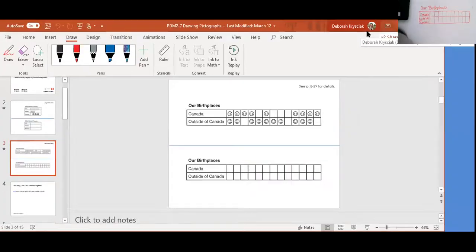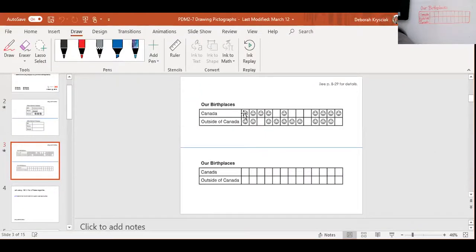Okay, so now I'm going to put the happy faces in. So I've got 1, 2, 3, 4, 5, 6, 7, 8, 9. And in the bottom, I have 1, 2, 3, 4, 5, 6, 7, 8, 9, 10.